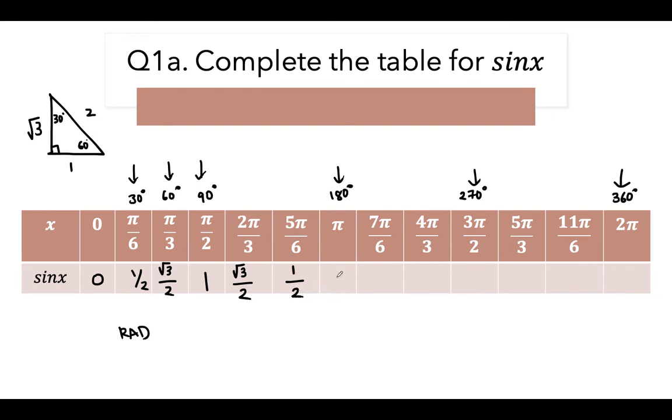For pi, sine of 180 degrees is 0. Then when you punch in sine 7 pi over 6, it's going to give you negative 1 over 2, then negative square root 3 over 2, and then 3 pi over 2 for sine is going to be negative 1. Same thing, you're going to repeat by plugging in all the angles, and sine 2 pi is going to give you 0. Okay.